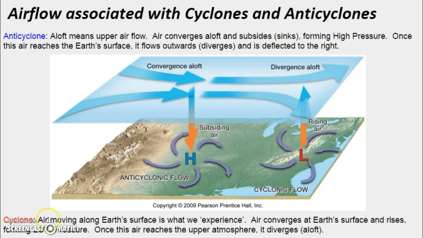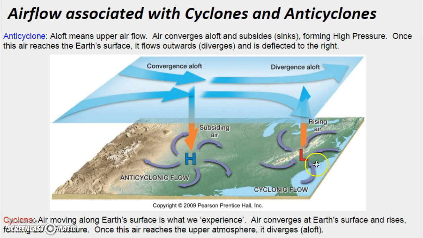With a cyclone, we're looking at our low pressure system. Air moving along the Earth's surface is what we experience. So air is moving inward at the Earth's surface, right? High to low, we've got this pressure gradient force. At the Earth's surface, it can't be pushed into the ground, so it's going to rise. So air at the Earth's surface is converging. It rises. Once the air converges at the Earth's surface and rises, it forms a low pressure. Low pressure is air rising. And once it reaches the upper atmosphere, or aloft, it diverges. It moves away from itself. It reaches a certain elevation and begins to spread out.